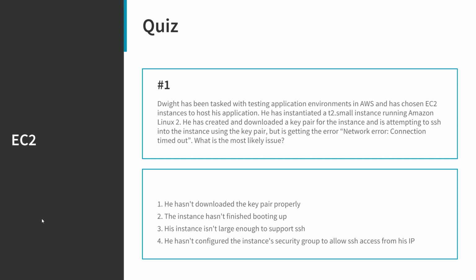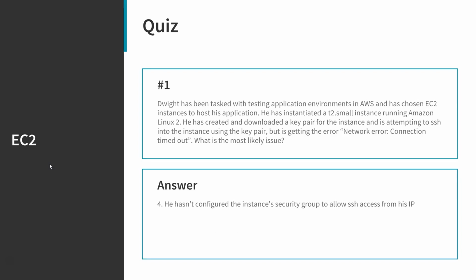What is the most likely issue? Is it 1, he hasn't downloaded the key pair properly? 2, the instance hasn't finished booting up? 3, his instance isn't large enough to support SSH? Or 4, he hasn't configured the instance's security group to allow SSH access from his IP?